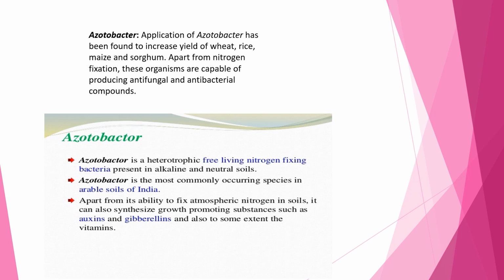Just check the spelling. So here Acetobacter is most commonly occurring in arable soil, suitable soil that can grow. That is arable soil of India, right? And apart from its ability to fix atmospheric nitrogen, it can synthesize growth promoting substances such as auxin and gibberellin. These are all plant hormones, right?